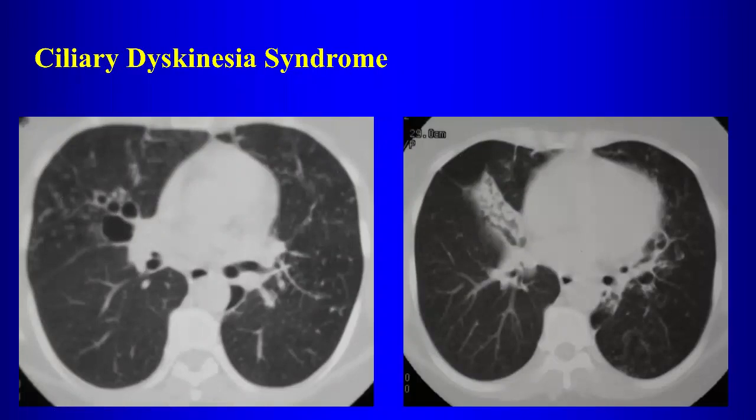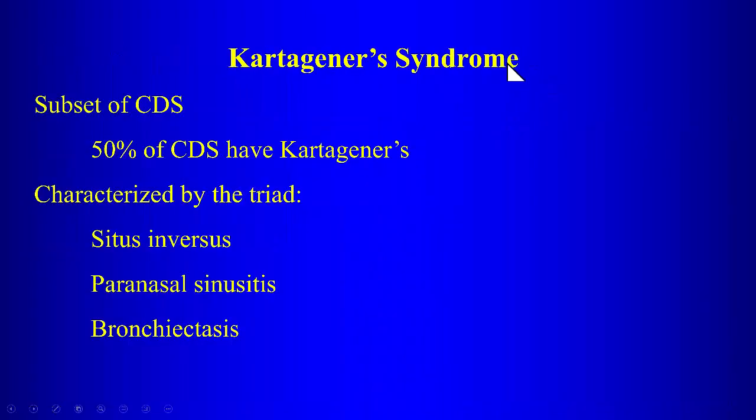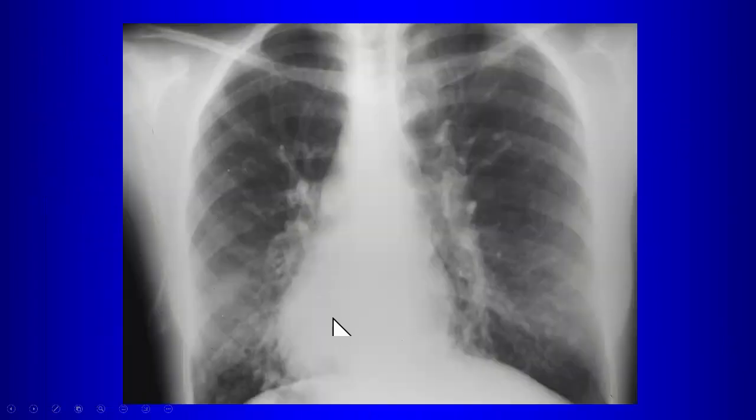If you have, say, a young person who has bronchiectasis and recurrent infections, why do they have it? Think about immotile cilia syndrome. It's more obvious, of course, if they have situs inversus, but 50% will not. So Kartagener's is that subset that has situs inversus. Hopefully it's much easier when you're looking at the chest radiograph.